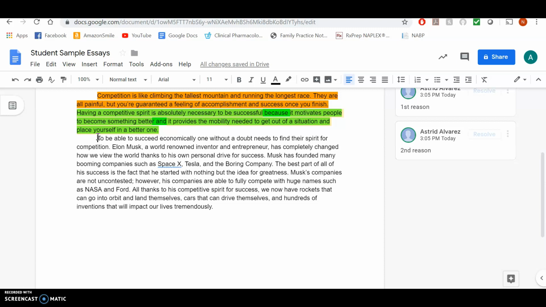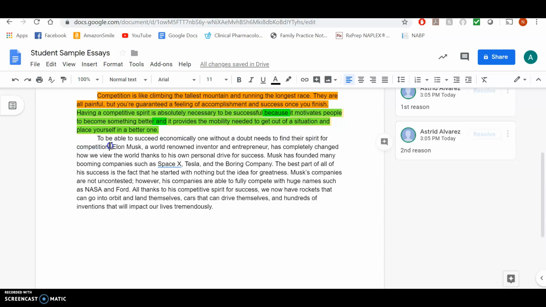All thanks to his competitive spirit for success, we now have rockets that can go into orbit and land themselves, cars that drive themselves, and hundreds of inventions that will impact our lives tremendously. All right, so let's look at this first sentence.